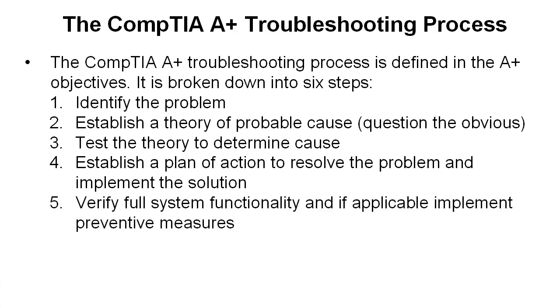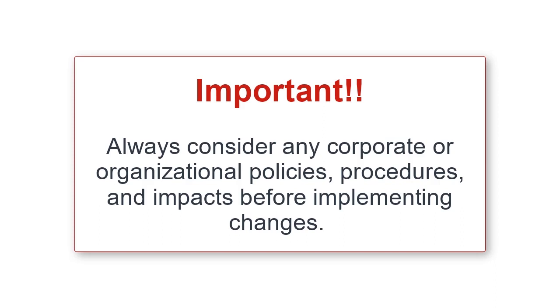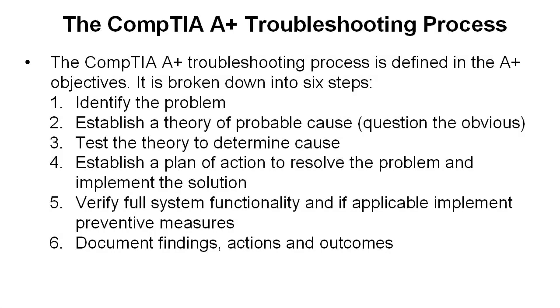Step 5 is verify full system functionality and, if applicable, implement preventive measures. So make sure you test the system. And step 6, document findings, actions, and outcomes. Memorize these 6 steps. Before we go any further, it's very important to always consider any corporate or organizational policies, procedures, and impacts before implementing any changes. Let's go ahead and illustrate this troubleshooting process as a flowchart now.